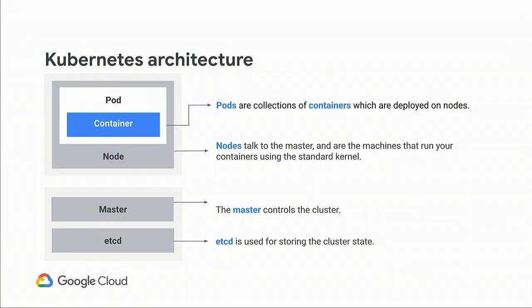Hey, thanks, Josh. So as Josh alluded to, I'm going to give you a little look under the hood for Kubernetes. This is super basic, but the basic Kubernetes architecture is that you have these containers. As Josh said, these are Docker containers. You have pods, which are collections of these containers, nodes that those pods are running on that then talk to a master, which controls the cluster, and it uses etcd as its backing store.